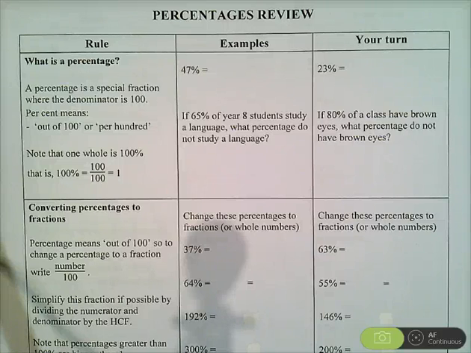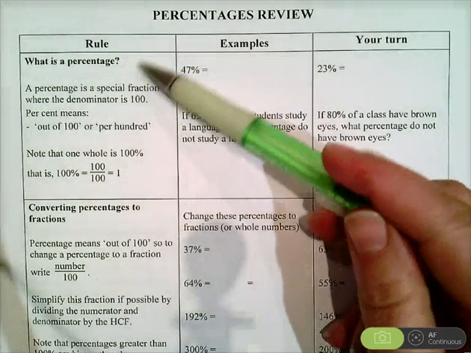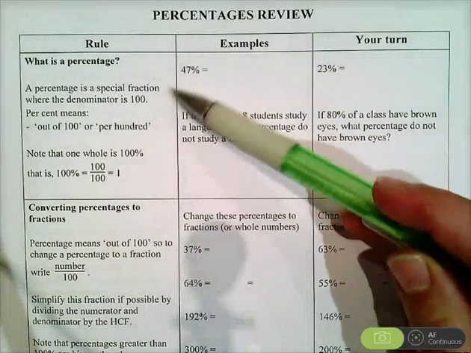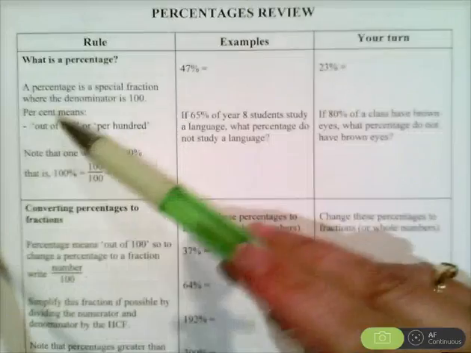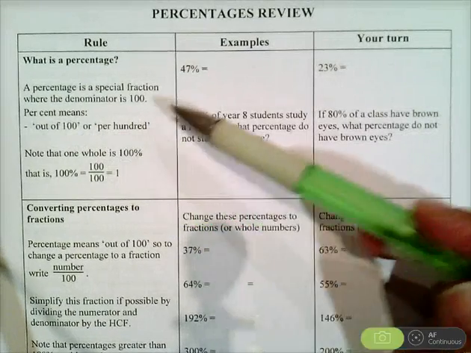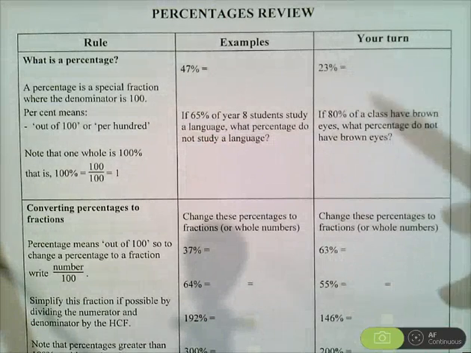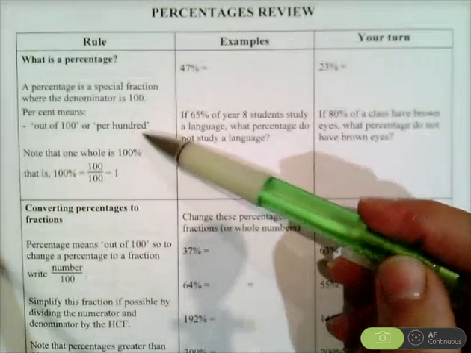Okay, in this video we review percentages, so please take out your worksheets on percentages review, and this is our first rule here. So what is a percentage? Now a percentage is a special fraction where the denominator is 100. Percent means out of 100 or per 100. Now you have heard the word cent because we know that there's 100 cents in a dollar, so when you think of percentage it's per 100.